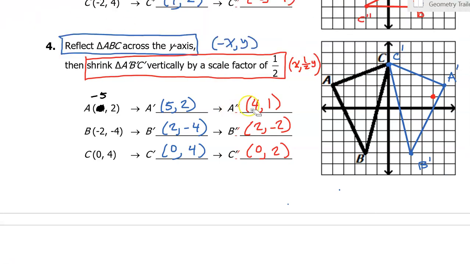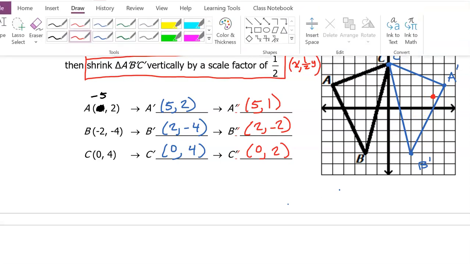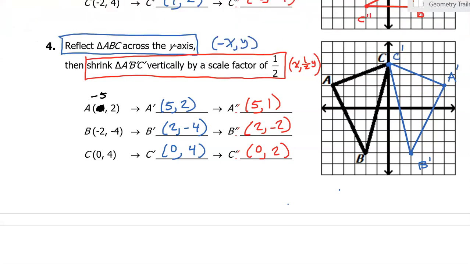But then for that reason, this needs to go away. When I do a double prime, when I do x and then half of the y, again, the x value should be 5. All right, so this should be 5, 1. And so I knew that was looking weird, but now we have fixed it. Everything else should be okay. So then 2, negative 2 is going to be right here. And then 0, 2 would be right here.